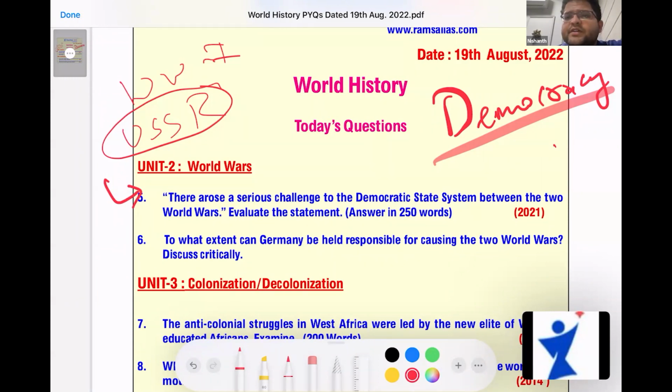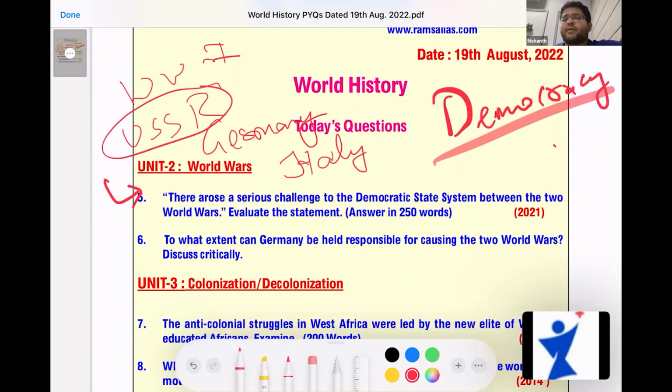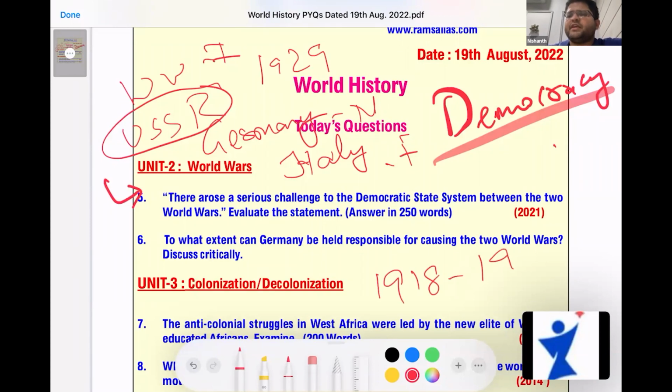The rise of Germany and Italy, because they were now becoming dictatorships. One is Nazism, one is fascism. Both these philosophies were a threat to democracy because they were person based and not people based. And then the Great Recession of 1929. Between World War One and World War Two means from 1918 to 1939.